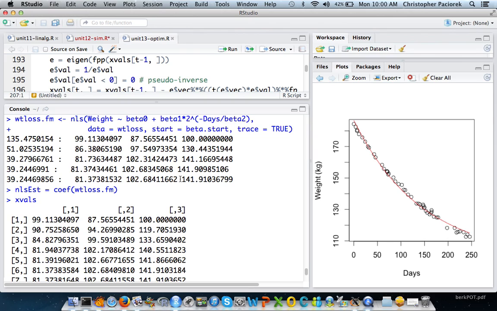So let's quit there, and I'll say a few more words about this example when we come back, and then we'll move on to some other methods next time.